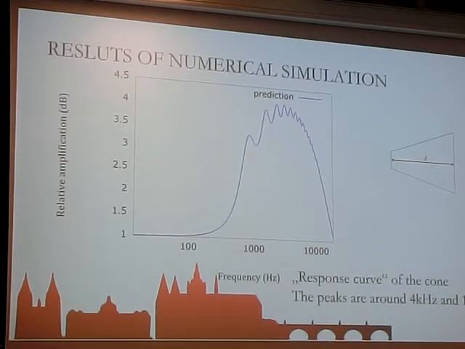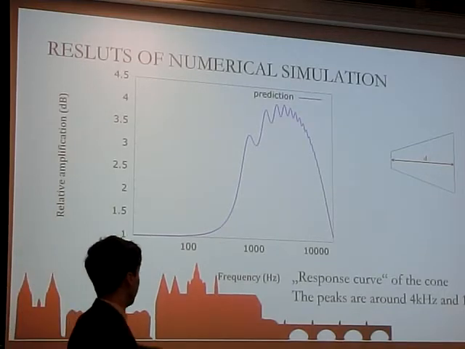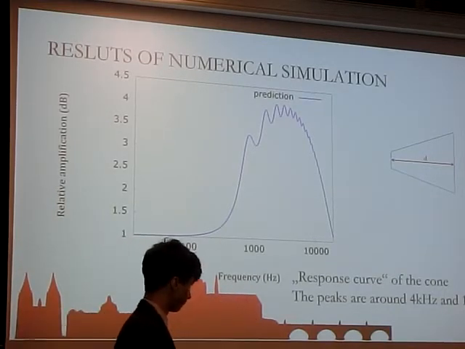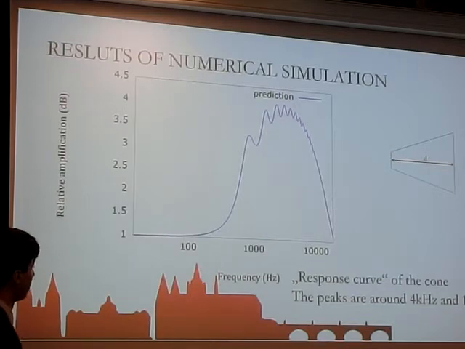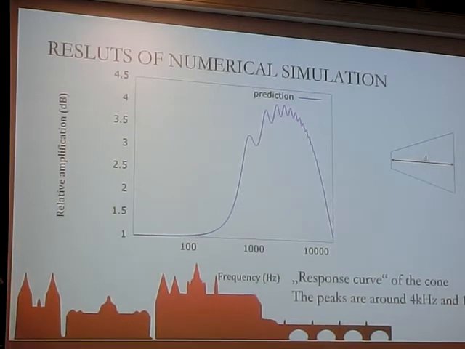Those are the results of numerical conversions. On the graph you can see the relative amplification dependency on the frequency. So basically you can see that from theory we've got the response curve of the cone, and the peaks are around 4 and 13 parallel hairs.